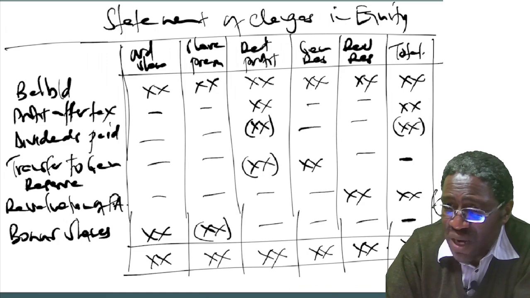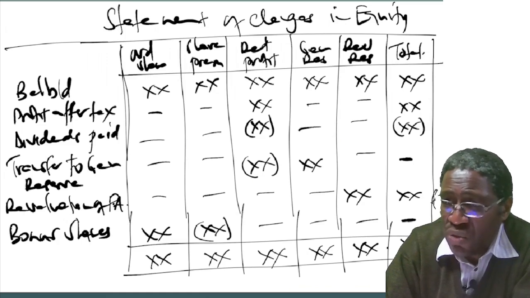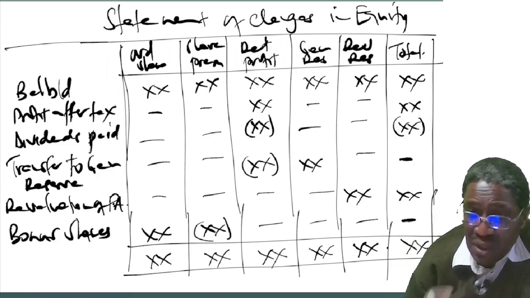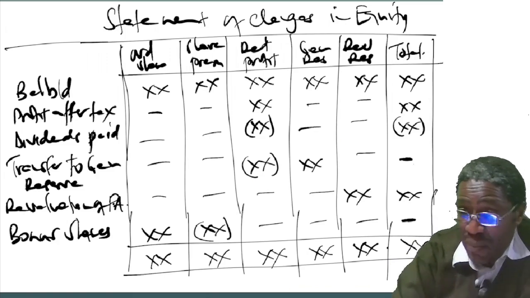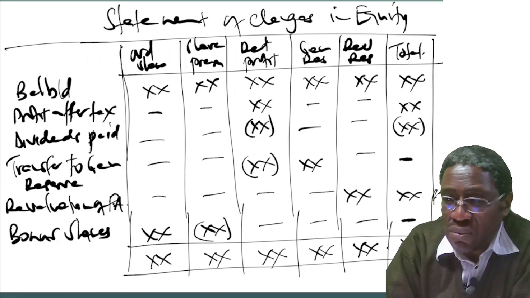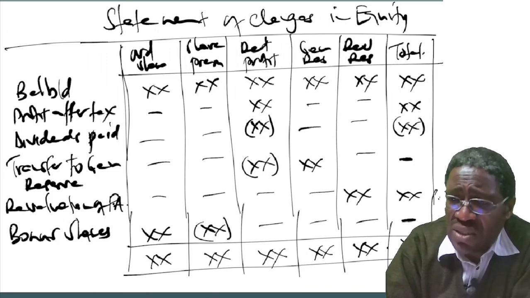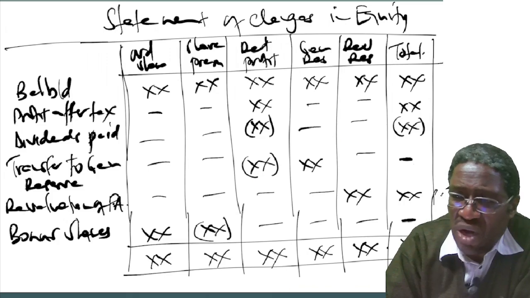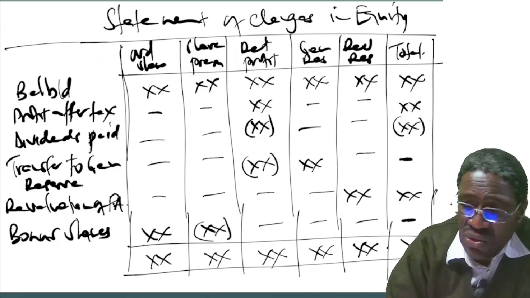Then you start with the balance brought down. For each of the components, the question will tell you what the balances were. Then from there, go to your income statement, pick whatever you got as your profit after tax, and bring it. Then you appropriate it with items like dividends paid, transfer to general reserves, and revaluation of fixed assets. Then you have bonus shares. Copy that.